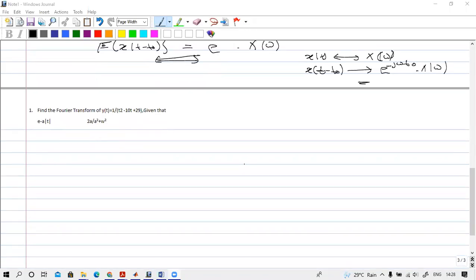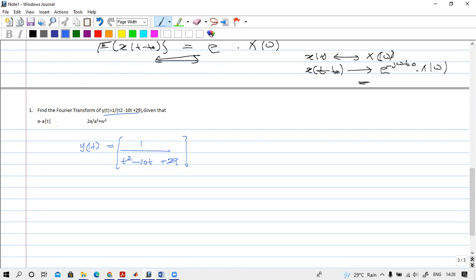Okay, so I have another question. Here we are asked to find the Fourier transform of this signal. That signal is y(t), a time domain signal, and it is equal to t square plus 29.